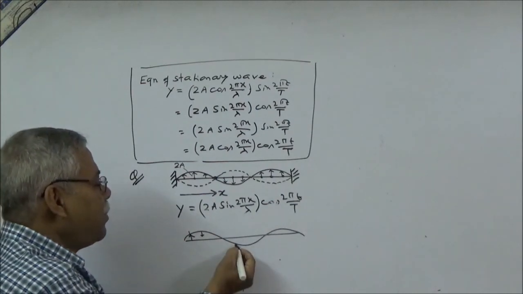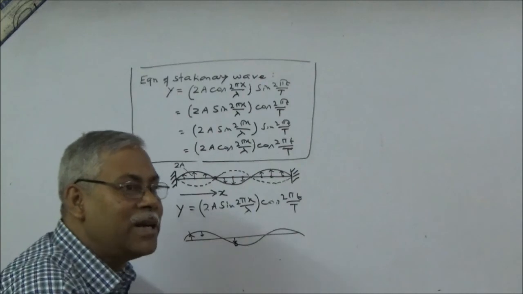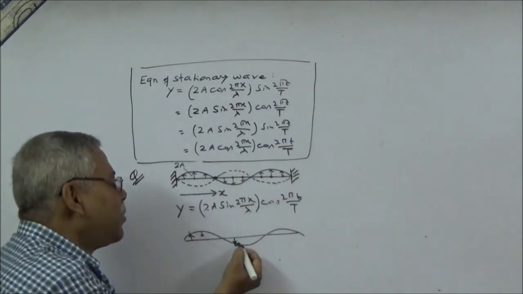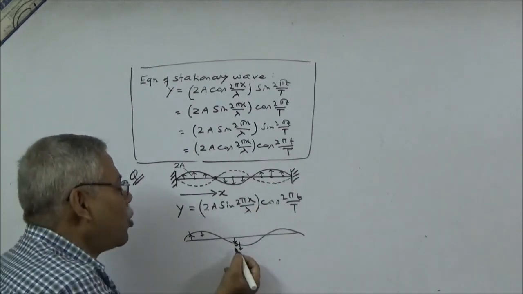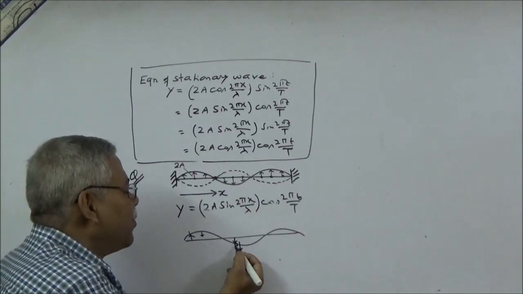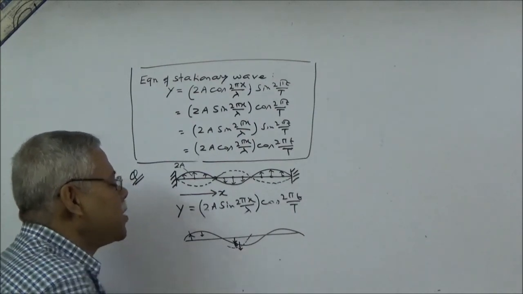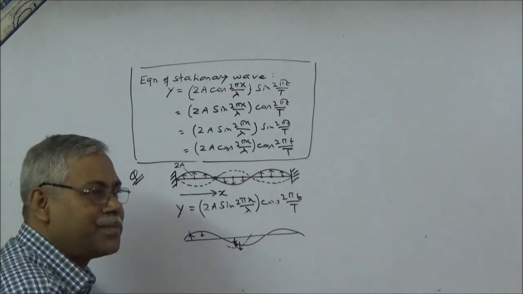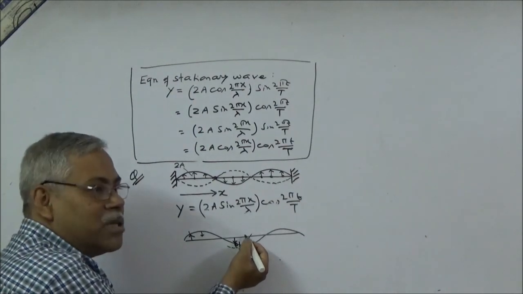So you find a particle here, that does not mean that the amplitude of this particle is this much, because it is in the process of going in this direction, and only after a short while it will reach the peak. That means its displacement will be A, and this is coming back to the mean position.